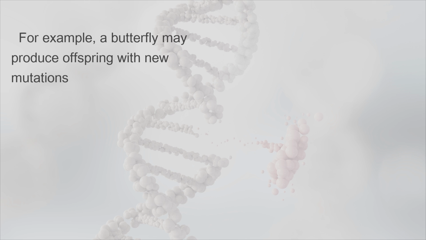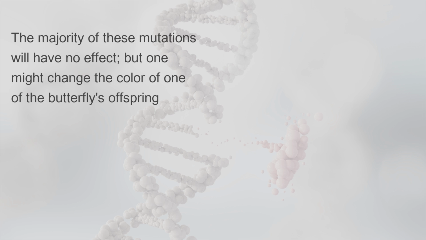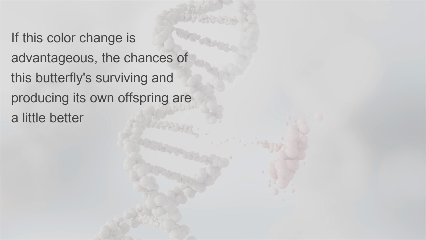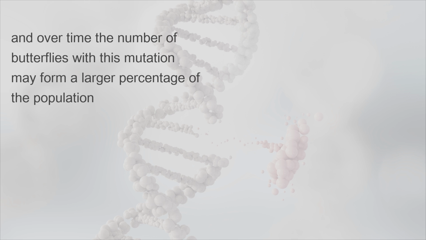For example, a butterfly may produce offspring with new mutations. The majority of these mutations will have no effect, but one might change the color of one of the butterfly's offspring, making it harder for predators to see. If this color change is advantageous, the chances of this butterfly surviving and producing its own offspring are a little better. And over time, the number of butterflies with this mutation may form a larger percentage of the population.